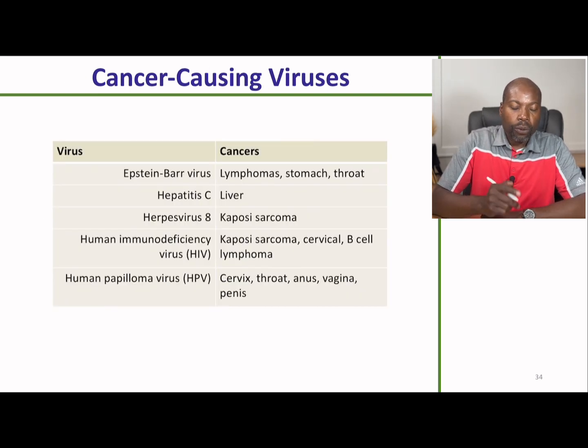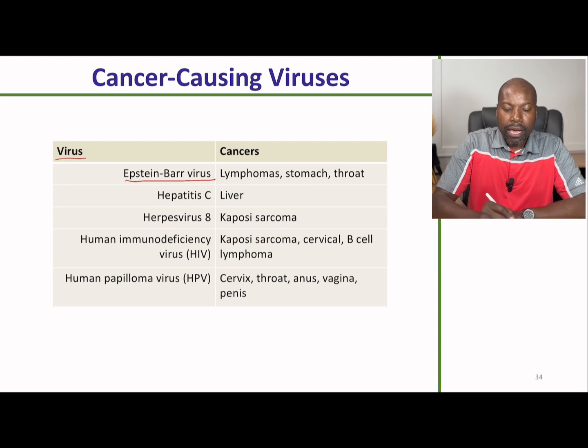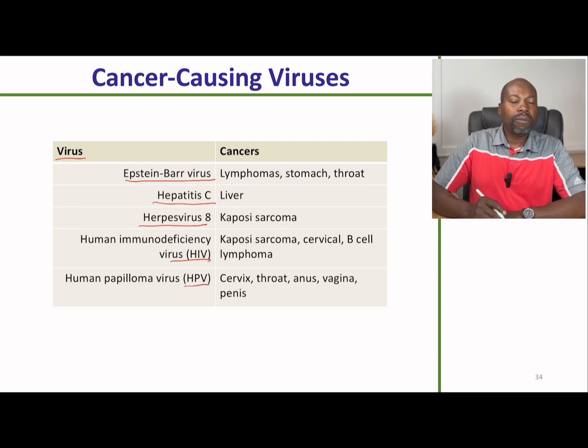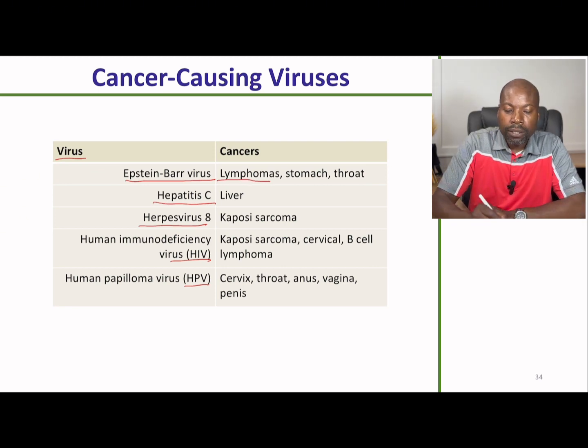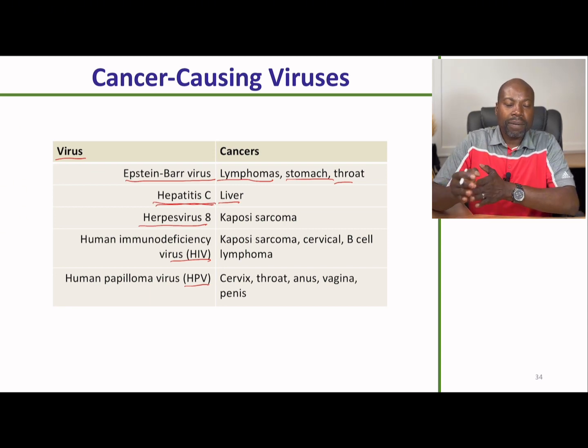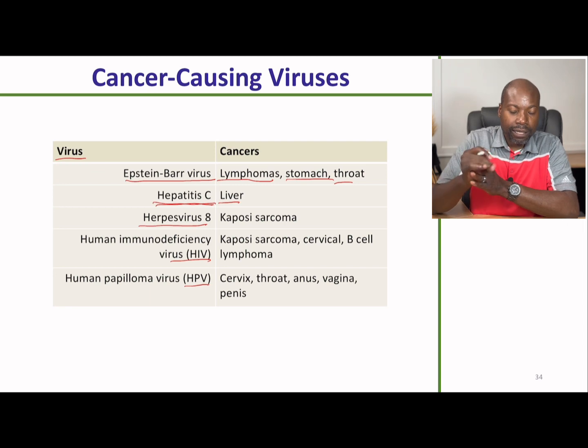All right. So we have some viruses, including the Epstein-Barr virus, hepatitis virus, herpes virus, HIV virus, right? And HPV, human papillomavirus. They have all been associated with cancers. For instance, the Epstein-Barr virus has been associated with lymphoma, all right, with stomach cancer, and throat cancer. Hepatitis C virus has been associated with cancer of the liver. That is the reason why, by the way, it is called hepatitis. Okay, hepatitis C. I'm sorry, not hepatitis B. Hepatitis C virus, right?